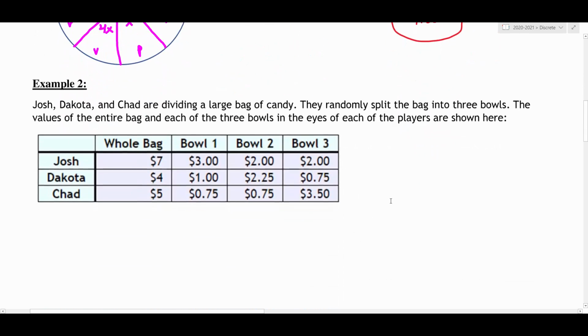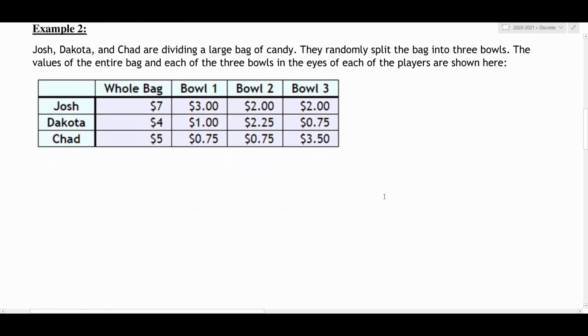Okay, let's look at example 2. So this is another one where we kind of go back to the beginning and we talk about just simple fair share type things. All right. So there's this big bag of candy. Josh, Dakota, and Chad, they split the candy into 3 bowls, and they each go through and look at each bowl and they assign values to those bowls.